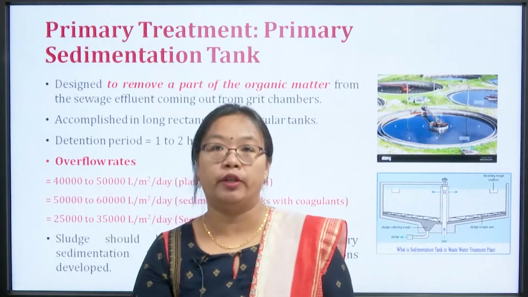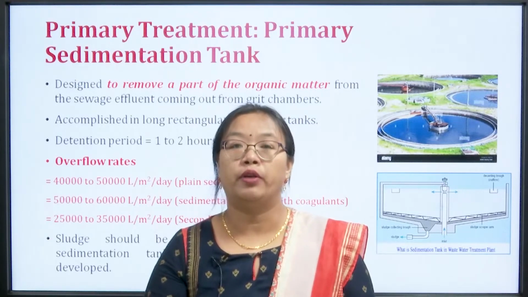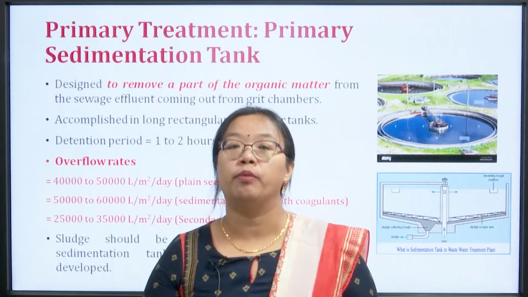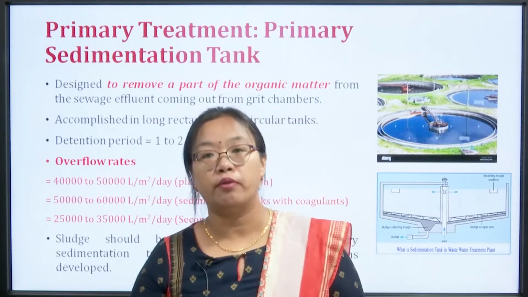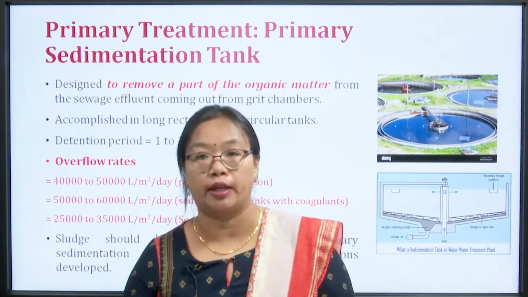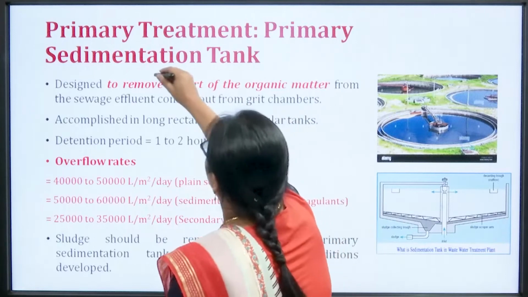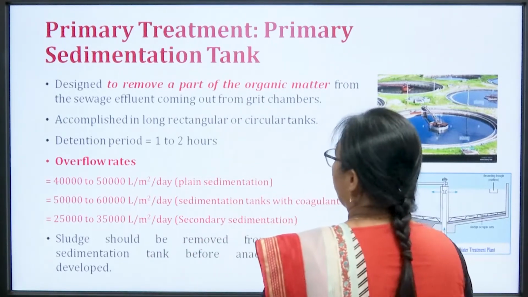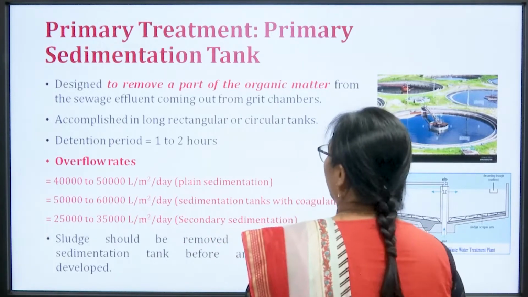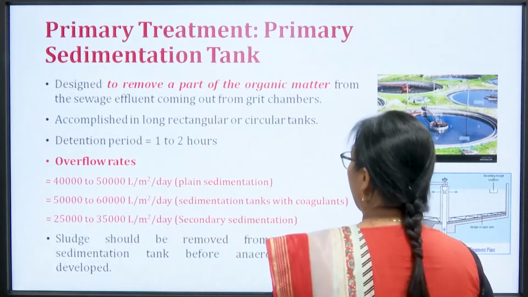When we talk about primary treatment, we are mainly talking about the sedimentation tank. We may have others also, like the secondary sedimentation tank, but for the time being, let us talk about the primary sedimentation tank. So, what is a primary sedimentation tank? They are designed to remove a part of the organic matter from the sewage effluent coming out of the grit chambers.